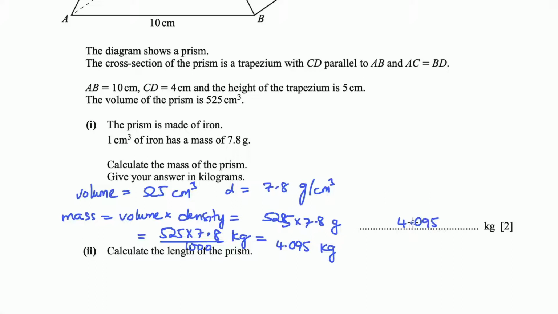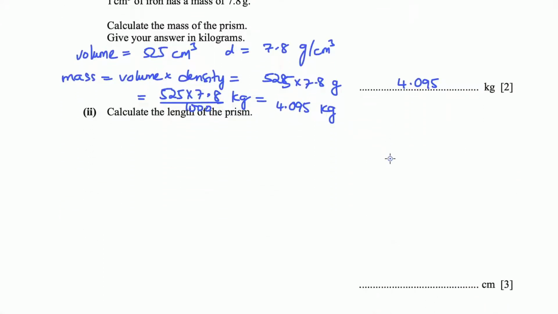Okay, now let us get to the second case. So we calculate the length of the prism. So first of all, what do we know about volume? Volume is equal to area of cross section into length, right? So this is equal to A into L.